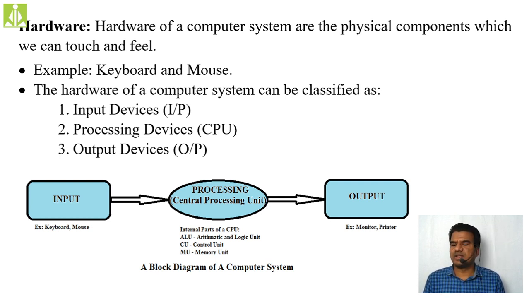So likewise, whatever devices you see inside a computer, we can classify those devices under these three parts. Any device from your computer can be either an input device, an output device, or a processing unit. Input device examples we have seen, and output device examples also we have seen. So quickly, go to the next.